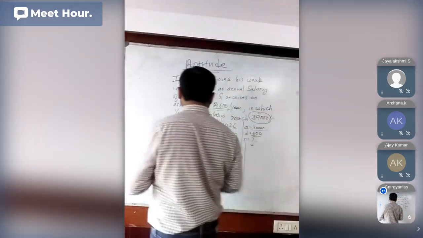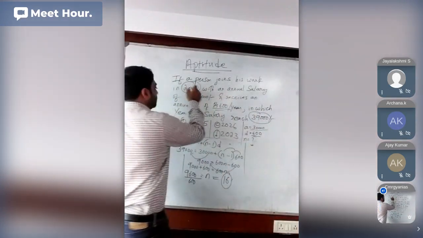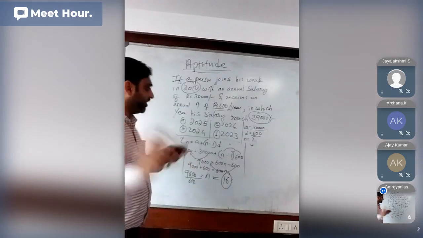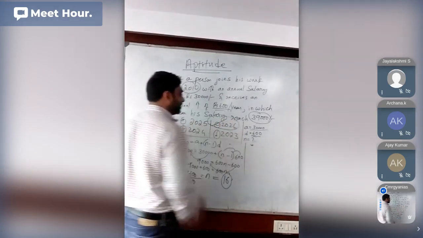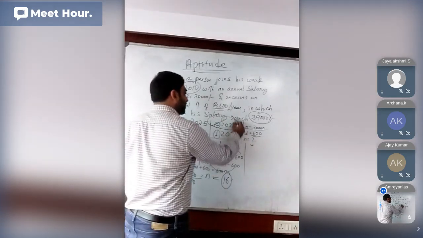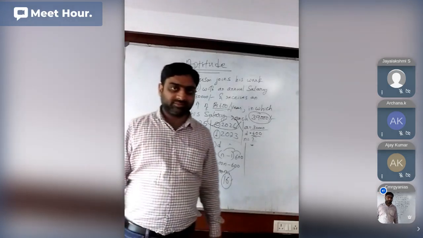N is equal to 16. A is equal to 2010. 2010 plus 16, 2026 is what you are going to answer. But this is the wrong answer. 2026 is the wrong answer.